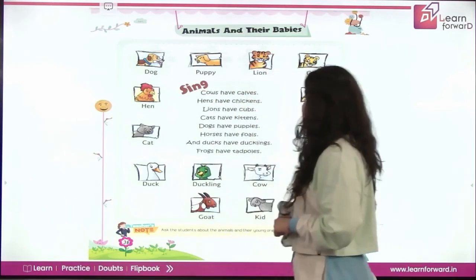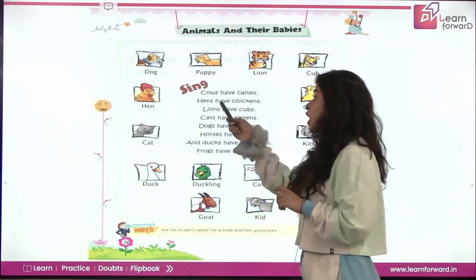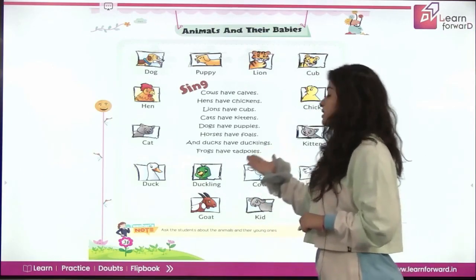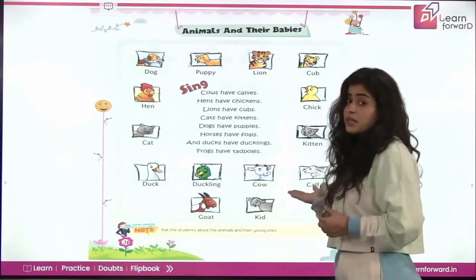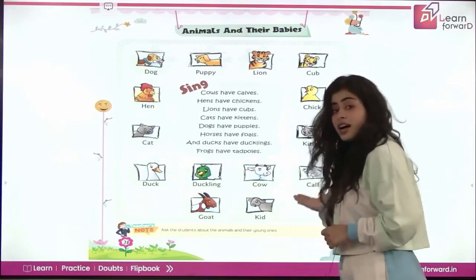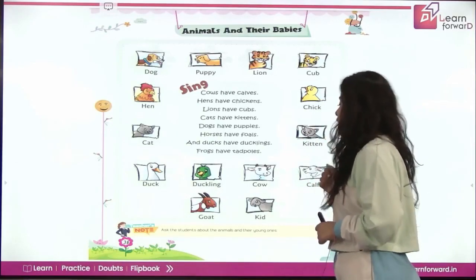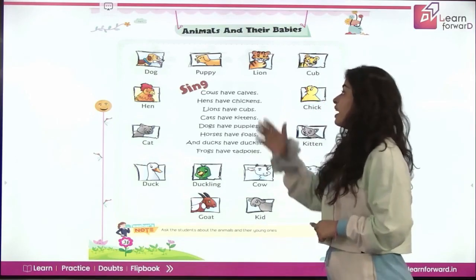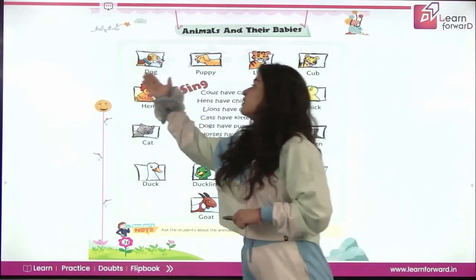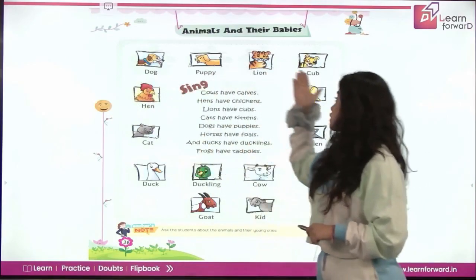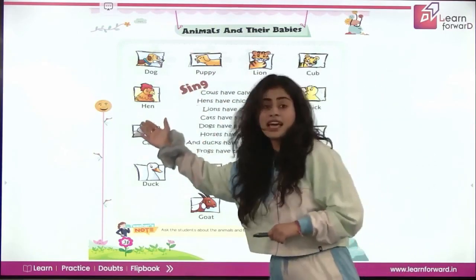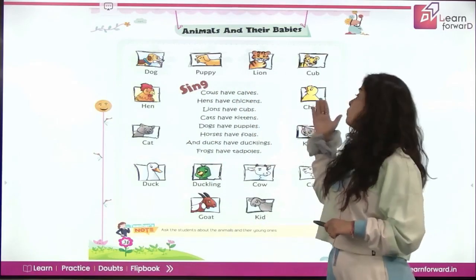So first is cow. You know, a cow's baby is called a calf. Yes, see here, it's a cow and it's the cow's baby, and we call a cow's baby a calf. Now next is hen. Hens have chickens. See, this is a hen and a hen's baby is called a chick.